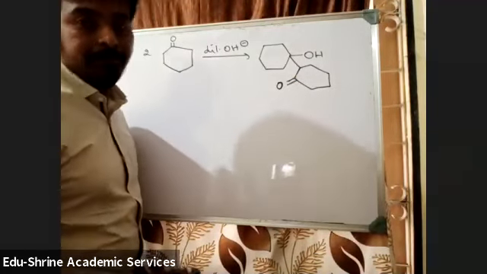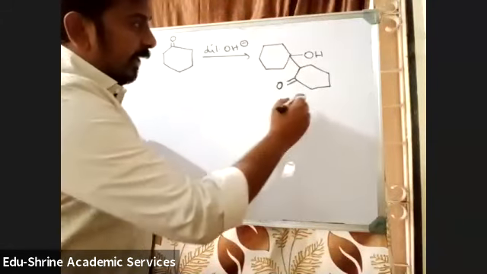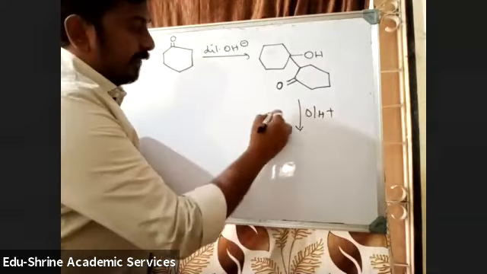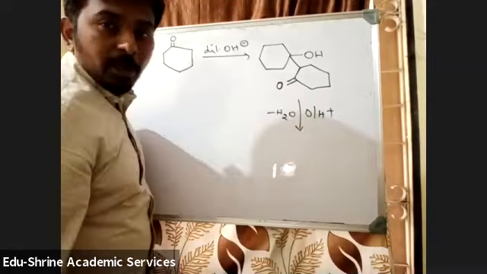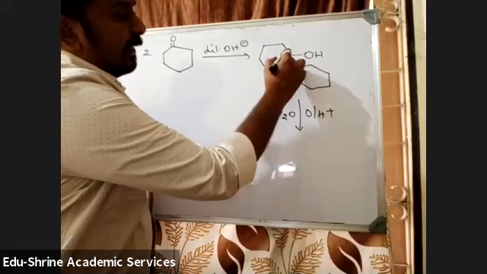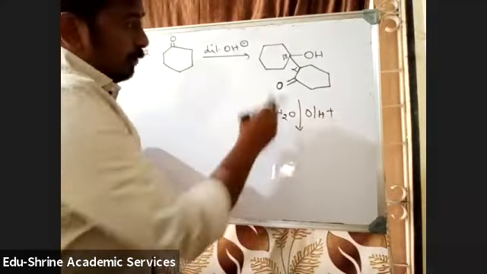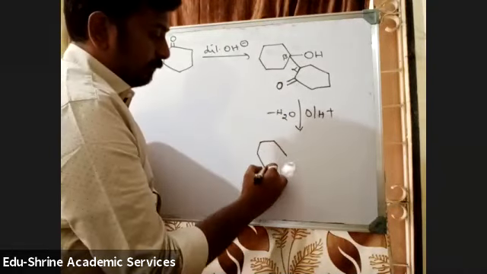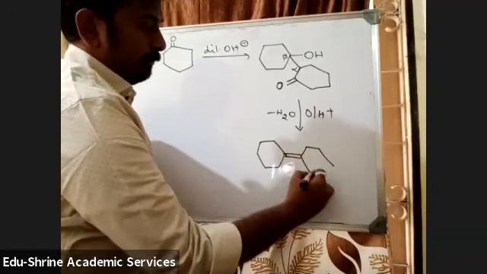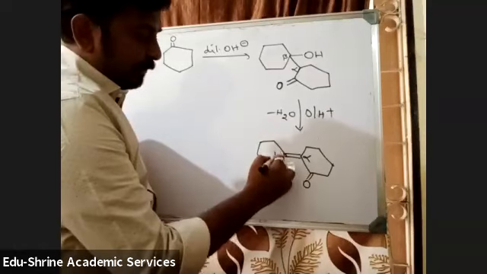Correct. Then heat it. In the presence of an acid, water molecule will be lost. You'll get a double bond here. See, this is alpha, this is beta. This is an aldol. So water molecule must be lost. So this is alpha and this is beta.